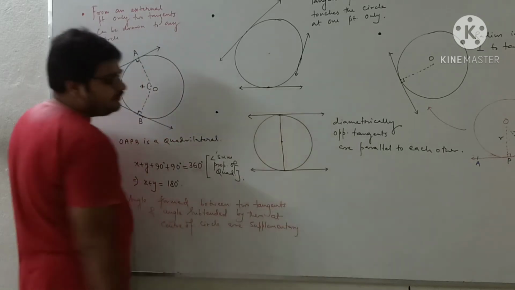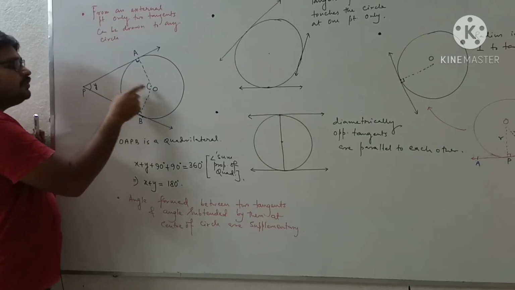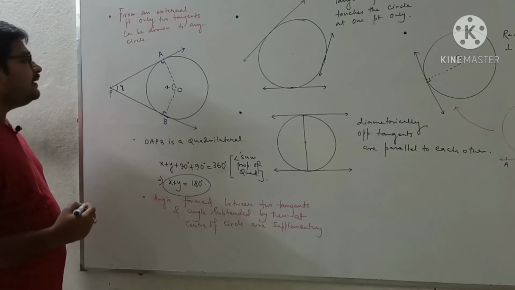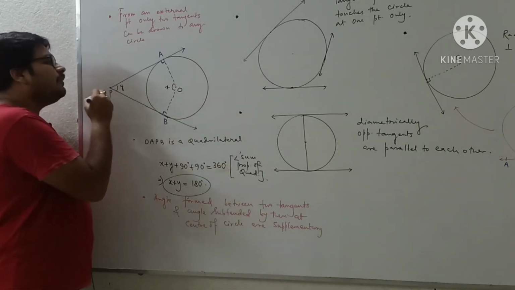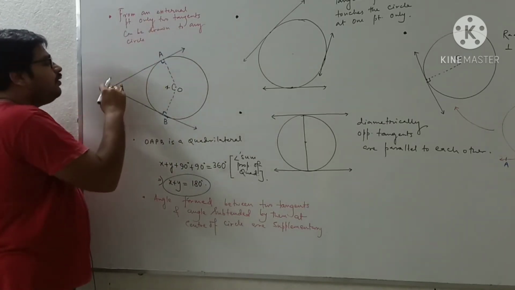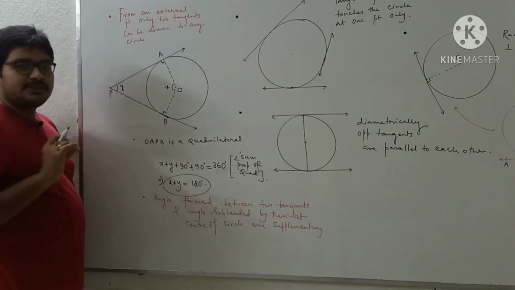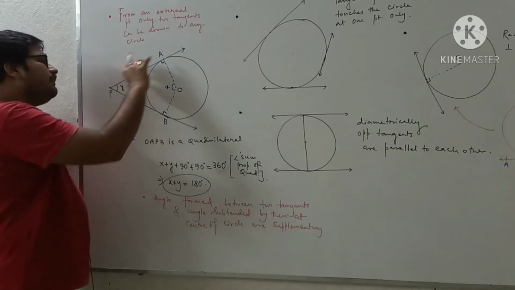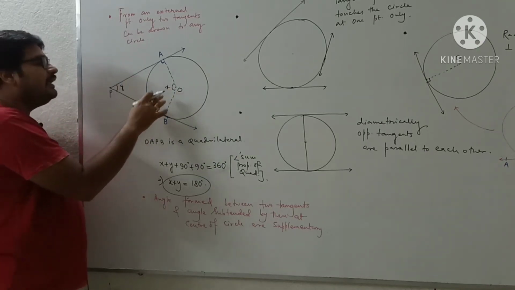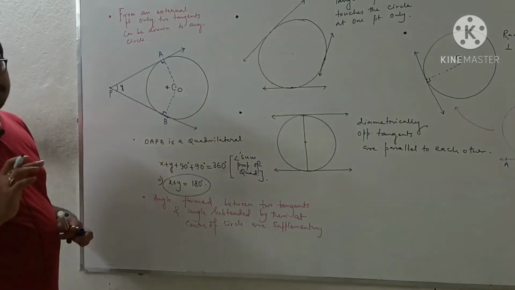I think you know the meaning of supplementary. Supplementary means these two angles' total value is 180 degrees. So remember that whenever you draw two tangents from an external point, first of all remember that from an external point only two tangents can be drawn to a circle. Whenever you have drawn those two tangents, the angle between the two tangents and the angle formed by them at the center of the circle are supplementary. That means their total value is 180 degrees.